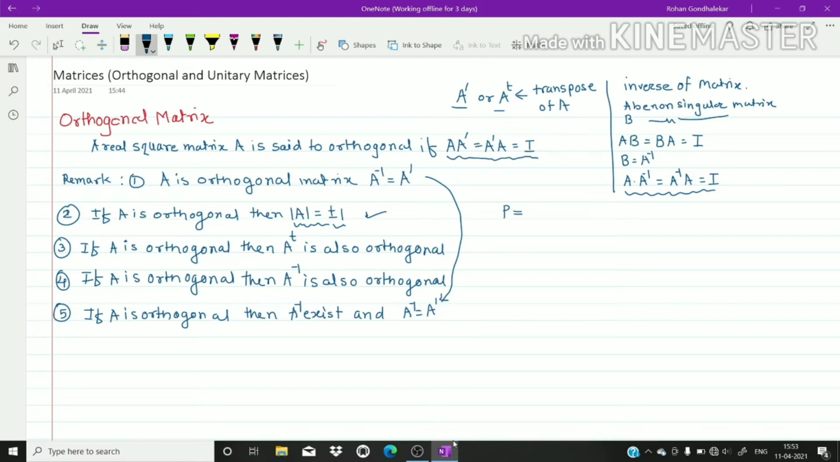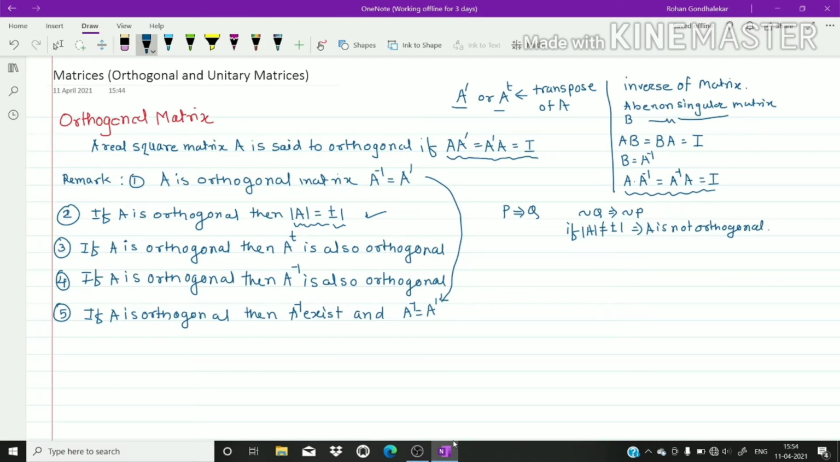So you can use this second statement here. What is given? P implies Q. What is P? P is A is orthogonal, and what is Q? Determinant of A is +1 or -1. So what is the negation of this? Not Q implies not P. That is, if determinant of A is not equal to +1 or -1, it implies that A is not orthogonal. This way you can use this property.